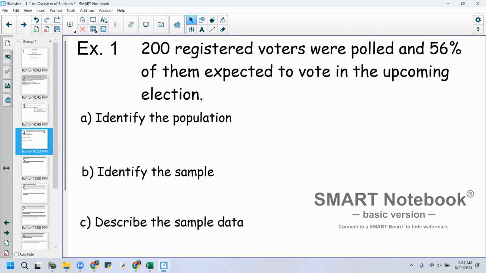So, I've got 200 registered voters that were polled, and 56% of them expected to vote in the upcoming election. This is going to be really interesting, especially this semester, because there is an election this semester. I love to look at statistics and data that are thrown out on the news, and hopefully they're all backed up with actual surveys and things. But I love to look at things that are said and things that are produced and things that are shown. Like, okay, a certain candidate thinks they're going to get this percentage of votes. Nobody actually knows. This is what we call inferential statistics.